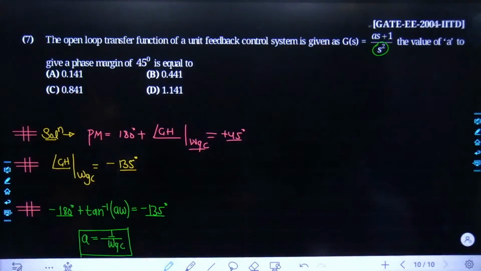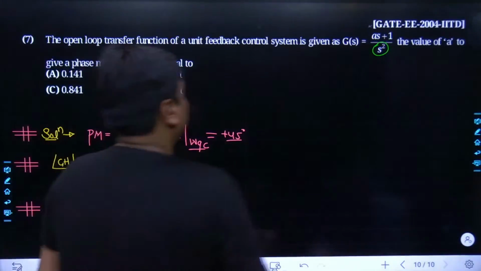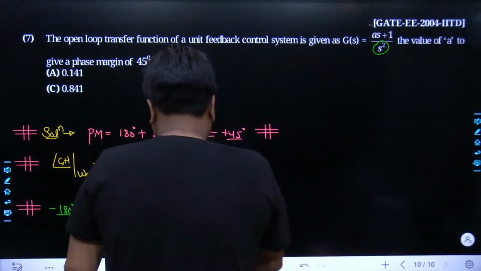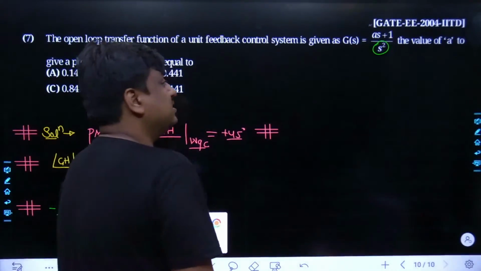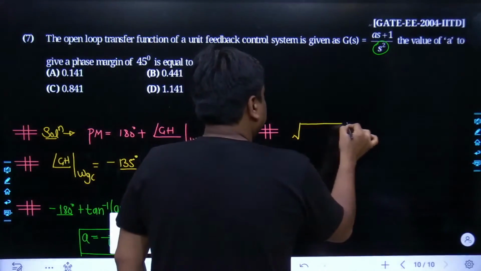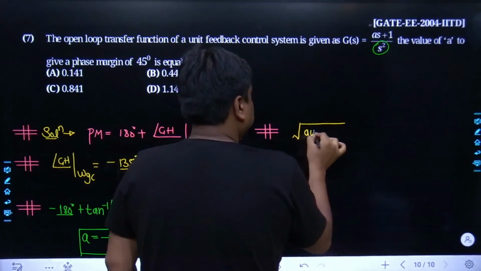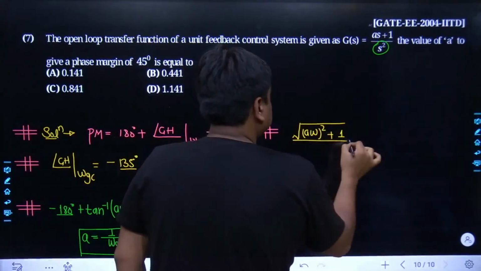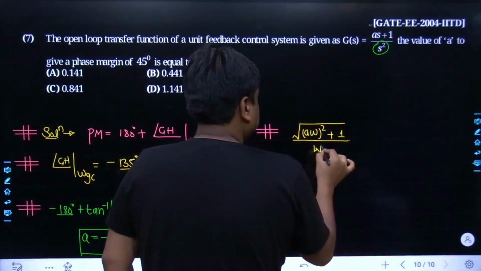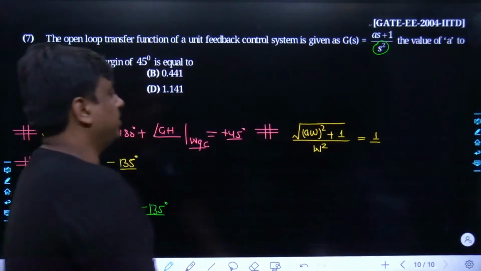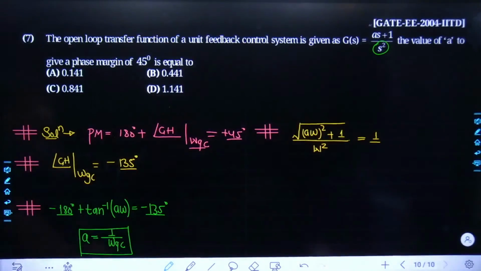Yes, no? Till this point, I don't think any of the students would have any kind of doubt. Now the next step is going to be to focus on omega gc: the frequency at which the gain offered by the system becomes unity. Yes, no? Unity. Till this point, each and everything must be clear to all of us.